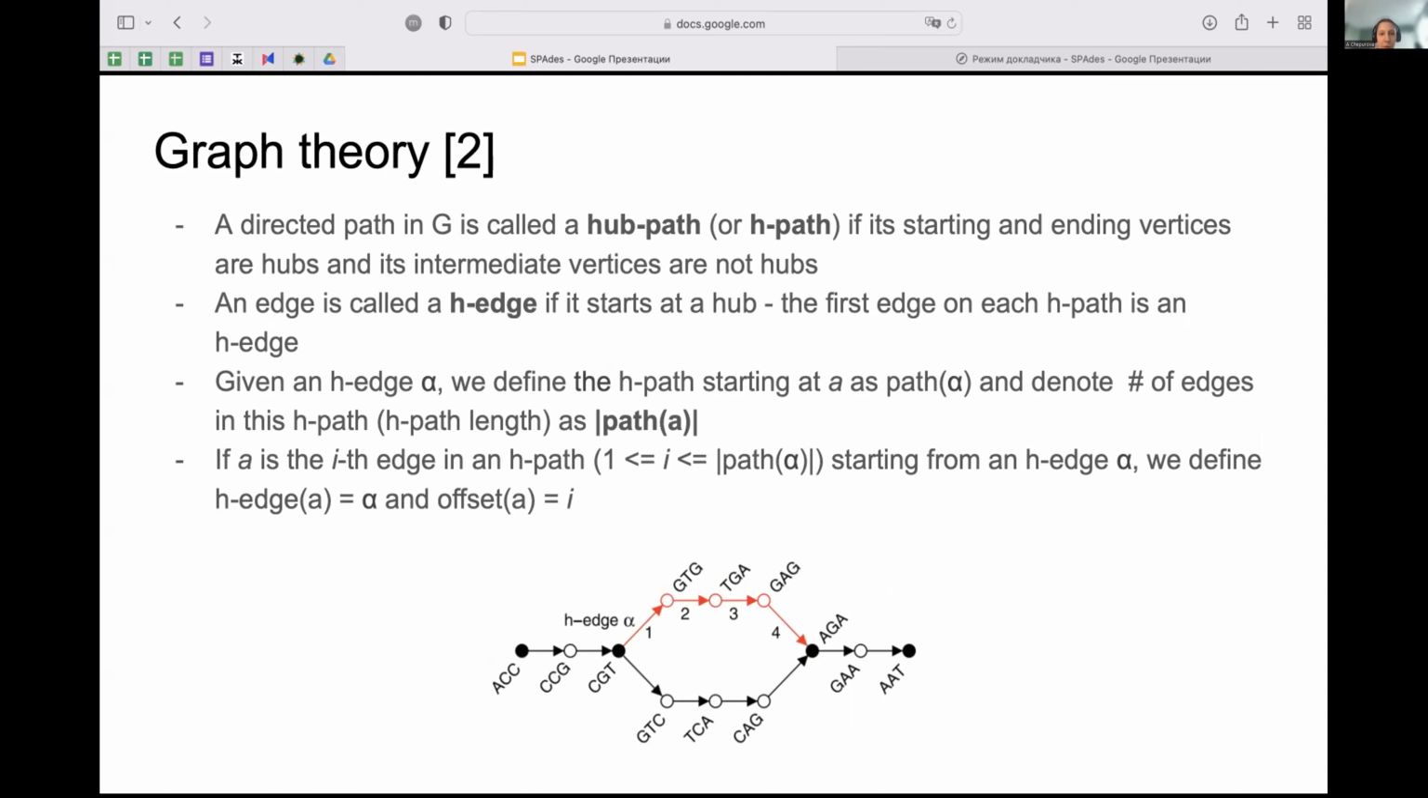A directed path in a graph is called a hub path if its starting and ending vertices are hub nodes and its intermediate vertices are not hub nodes. An edge is called an h-edge if it starts a hub path. So it's basically the first edge in the hub path. Given an h-edge alpha, we define the h-path starting at alpha and denote the number of edges in this h-path with this notation. If a is the i-th edge in the h-path starting from an h-edge alpha, we define h-edge of a as alpha, and the offset of a is i. So basically, it's the position of the edge a in the hub path.